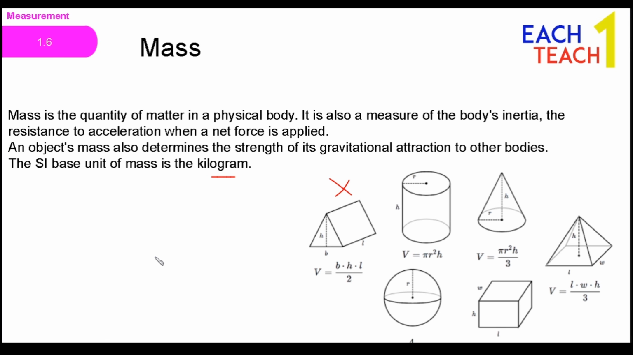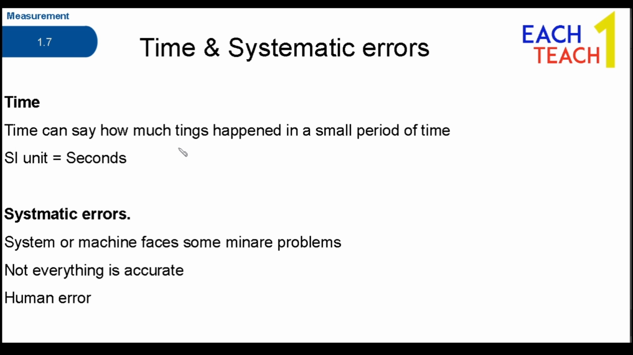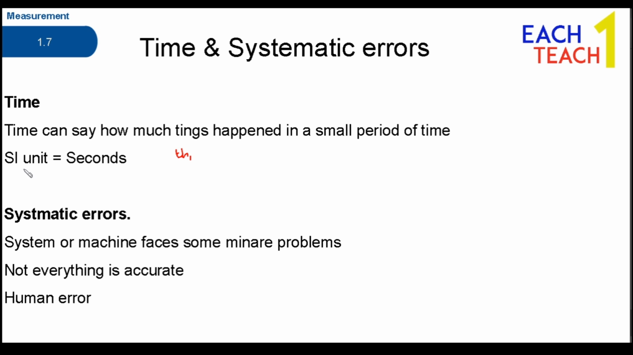So this is our last concept, time and systematic errors. What is time? Time is something which says how much things happen in a small period of time. The SI unit is seconds. So we say meter per second and so on.